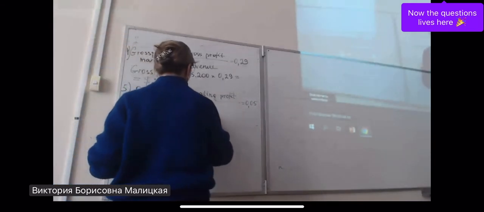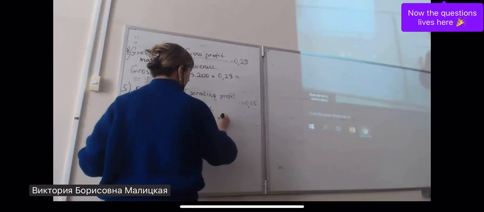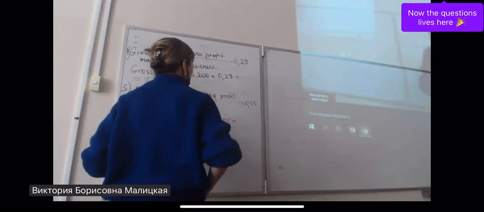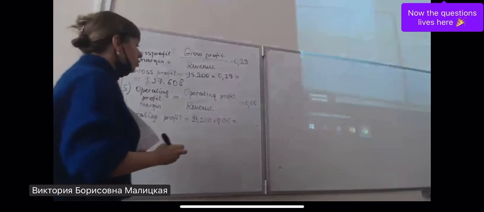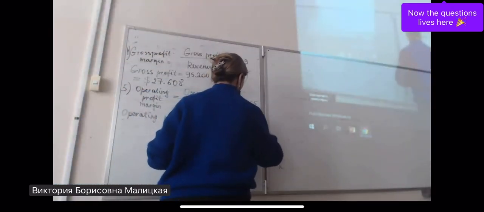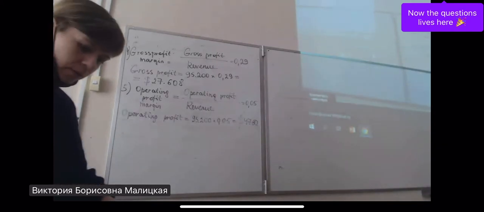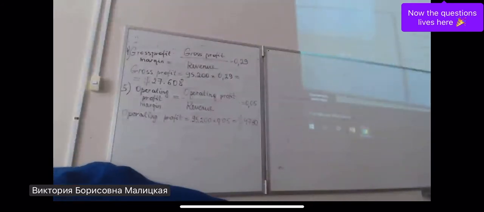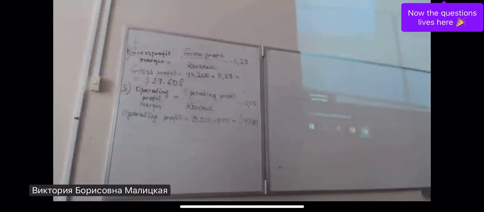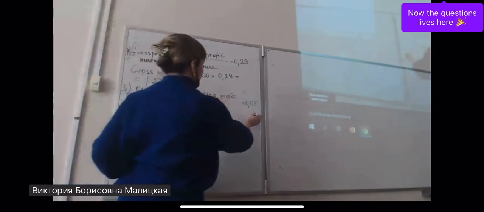So our operating profit is revenue times 0.05, which is 4,760. This is our operating profit. Is everything clear to you, ladies and gentlemen? Okay, and so we are ready to prepare our balance sheet and income statement.